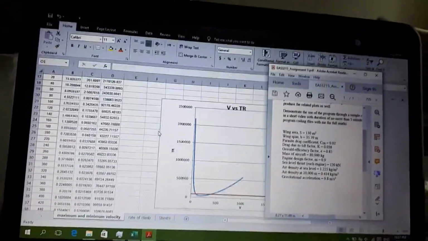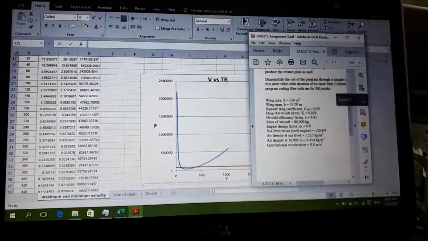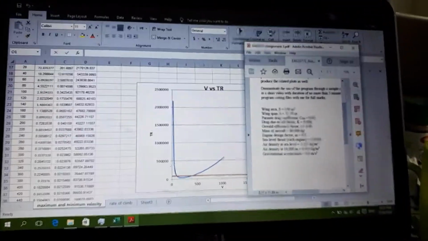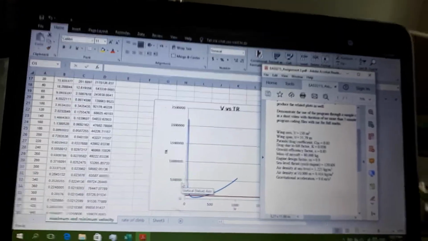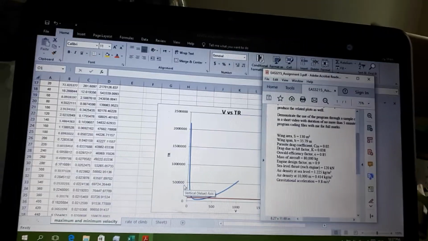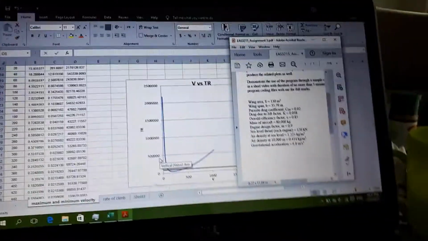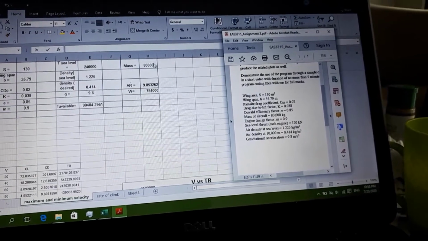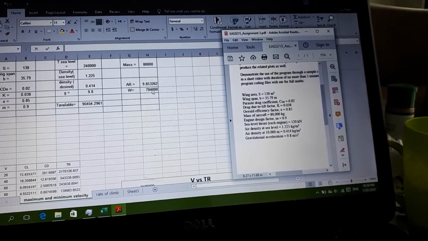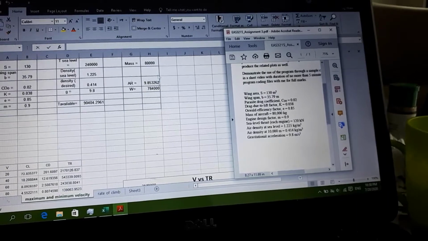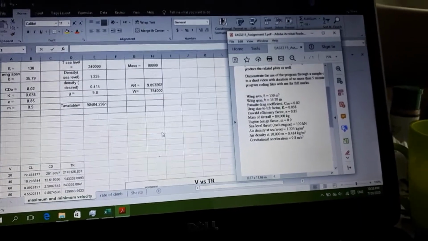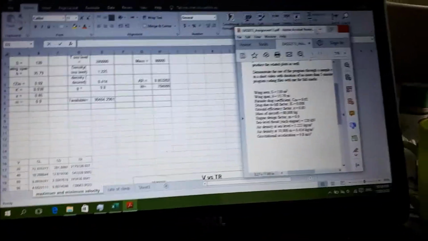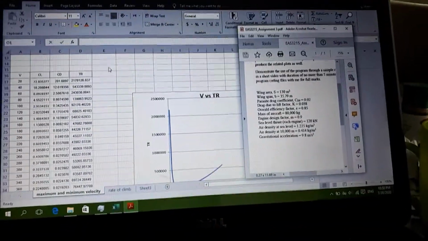PA is equal to CD naught, which is already given in the question, plus K, which we calculated, multiplied by 2 times weight over rho V squared S, squared, because the weight is given in the question. It can be mass 80,000, so we can calculate the weight here. So the weight is given, and then the V, we need to find the V from the equation. This is the only unknown that we need to find.